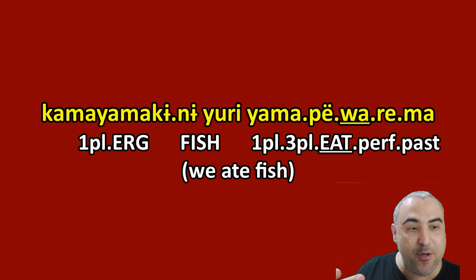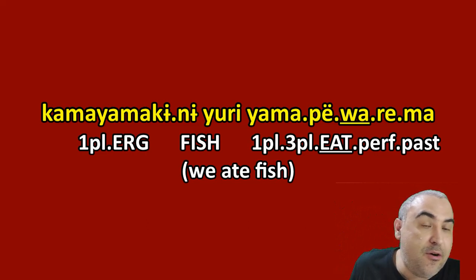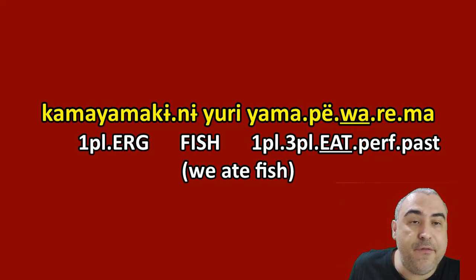So it has a first person plural subject or agent and a third person plural object, yama. Yama is first person plural, and p means third person plural. Yama p means that the verb has a we as a subject and them as an object or patient. The verb to eat is wa.